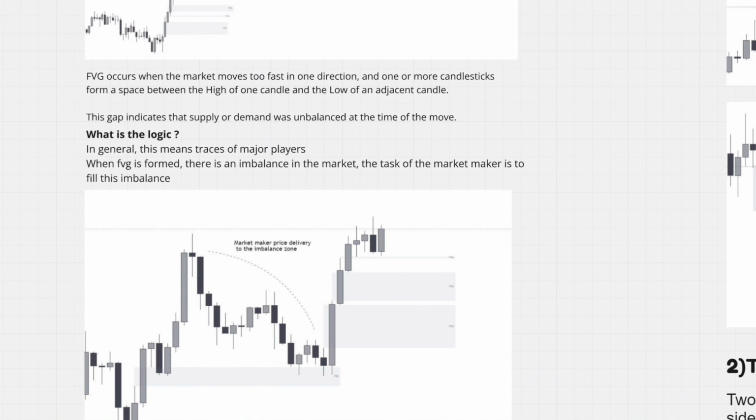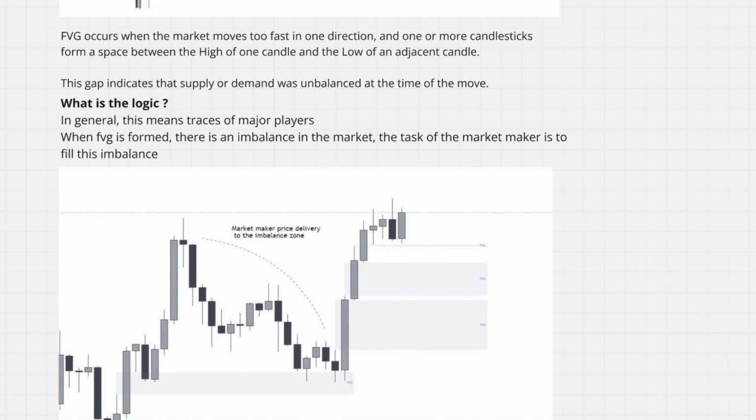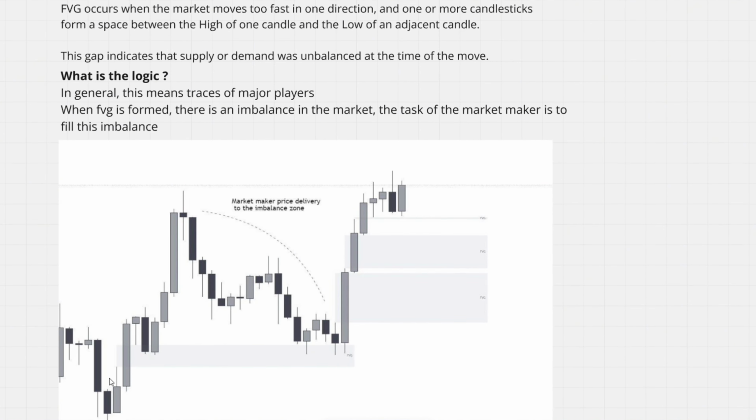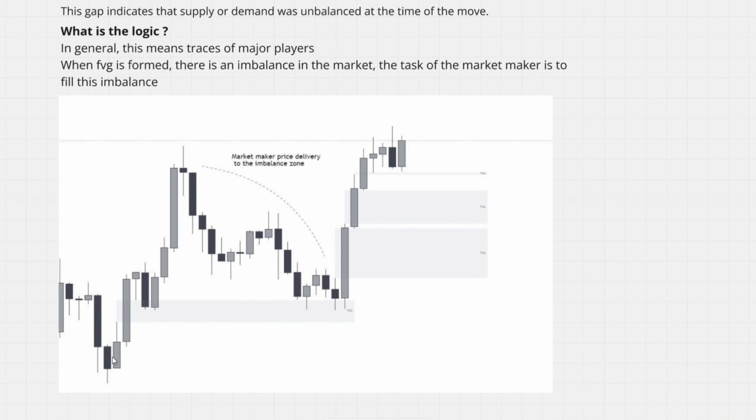And what is the logic of Fair Value Gap formation? In general, this means traces of major players. When a Fair Value Gap is formed, there is an imbalance in the market. The task of the market maker is to fill this imbalance. And after filling this gap, the price usually reverses to achieve external liquidity. It can be a swing high or swing low.